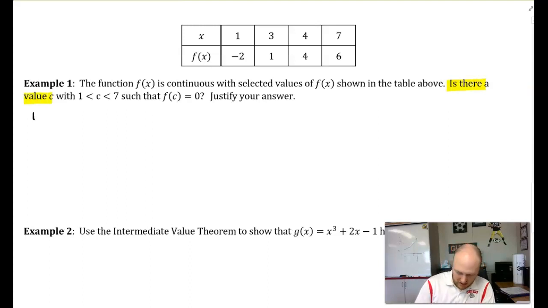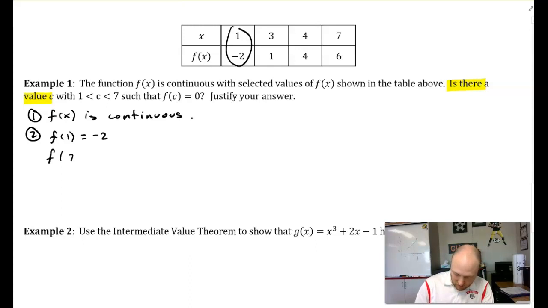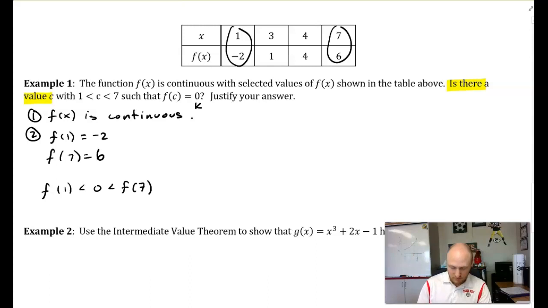Okay, so what I got to do first, I got to check my conditions. Is the function continuous? Well, don't they tell us f of x is continuous? So therefore, boom, condition number 1. Condition number 2, I need to go ahead and find my endpoints. So what's f of 1? Well, my y value is -2. The interval closes at 7, f of 7, that's 6. All right, and my k value is 0. So doesn't 0 live between f of 1 and f of 7? It does. So I state that, I write that.